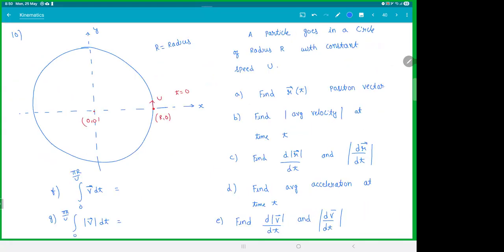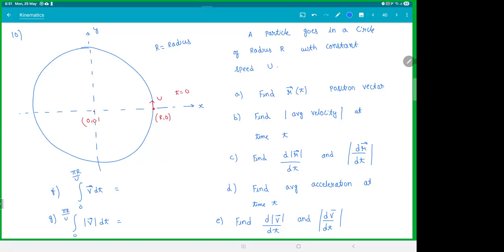What about E? d mod V by dt, mod dV by dt. F and G, integral V bar dt from 0 to pi r by u, integral mod V dt from 0 to pi r by u.